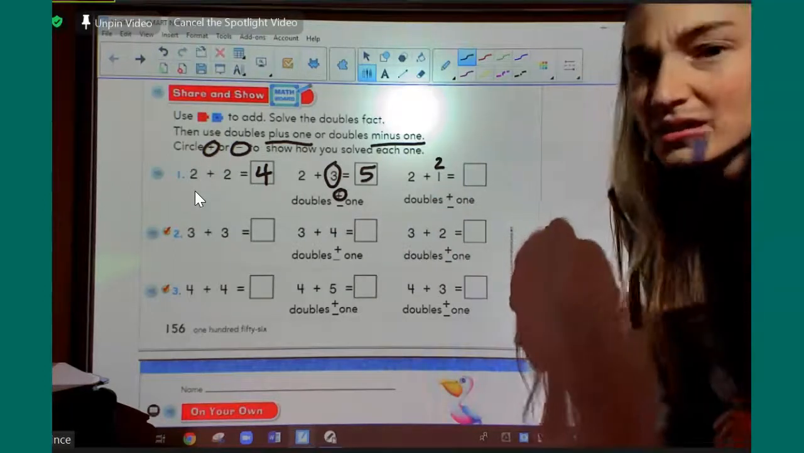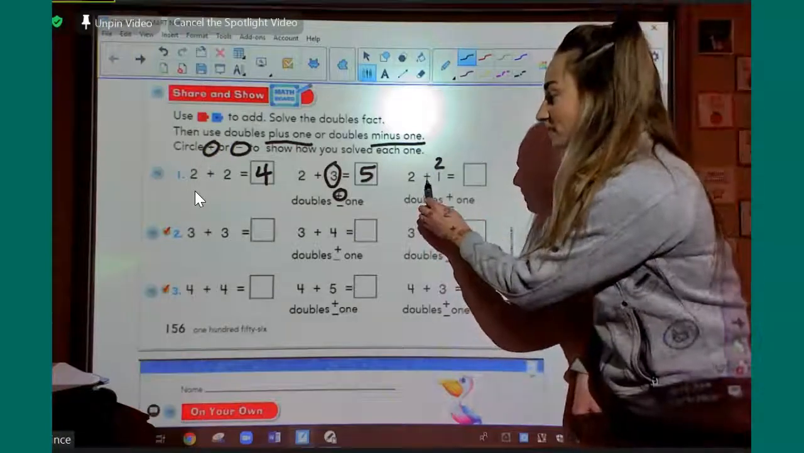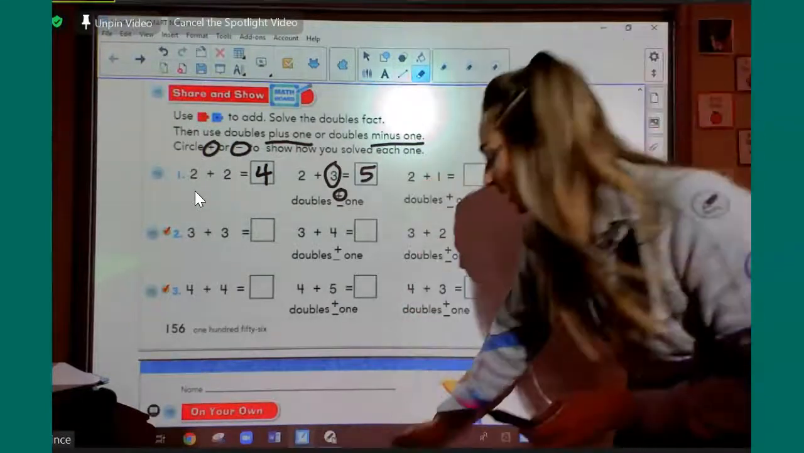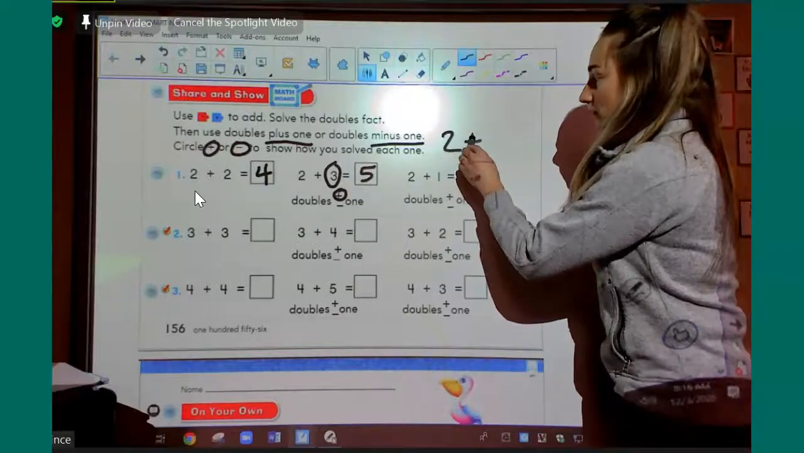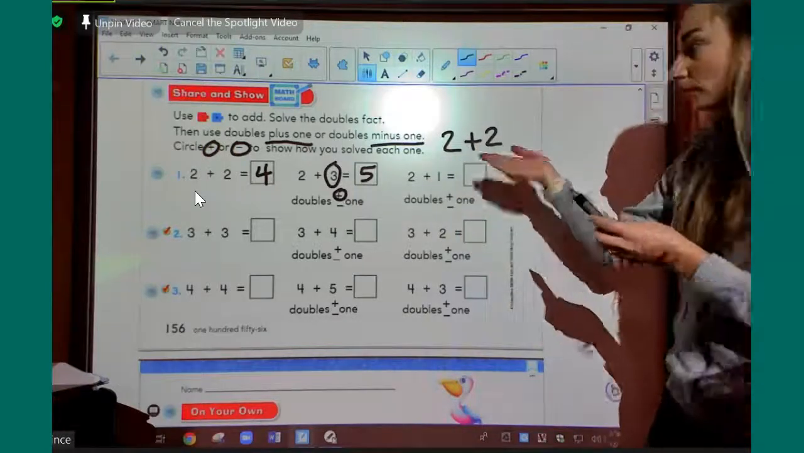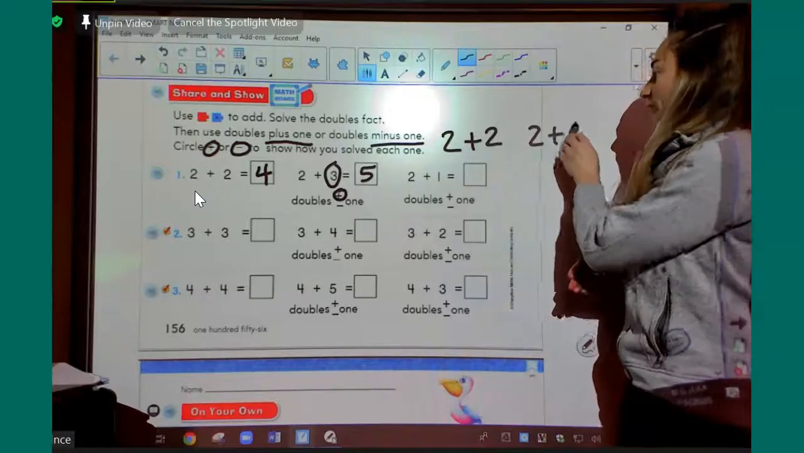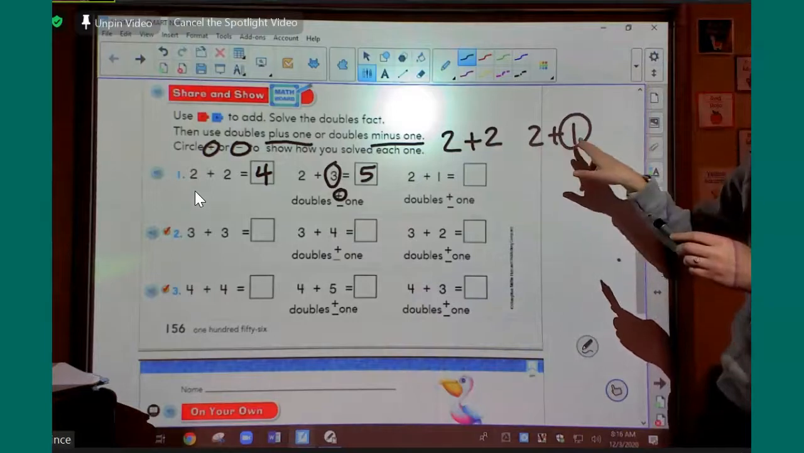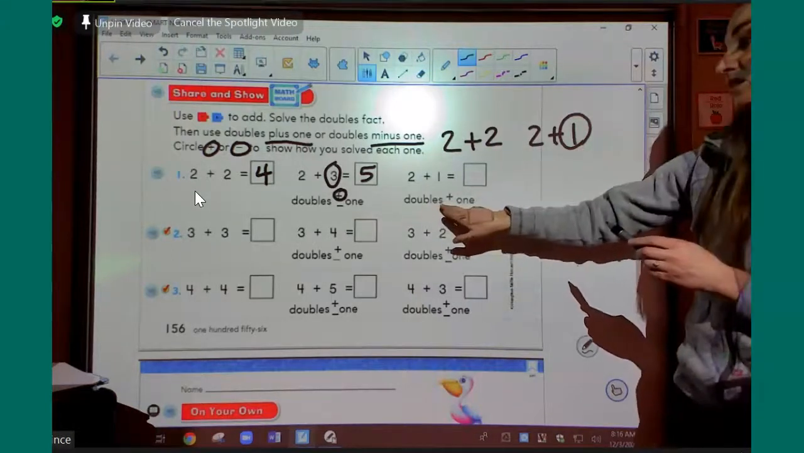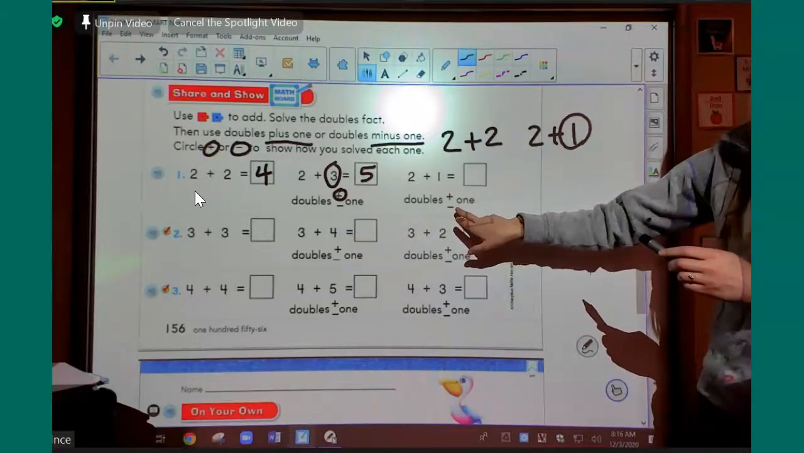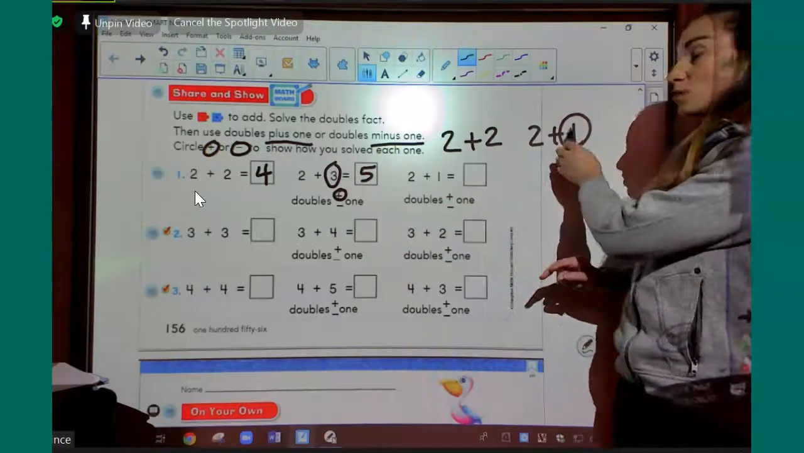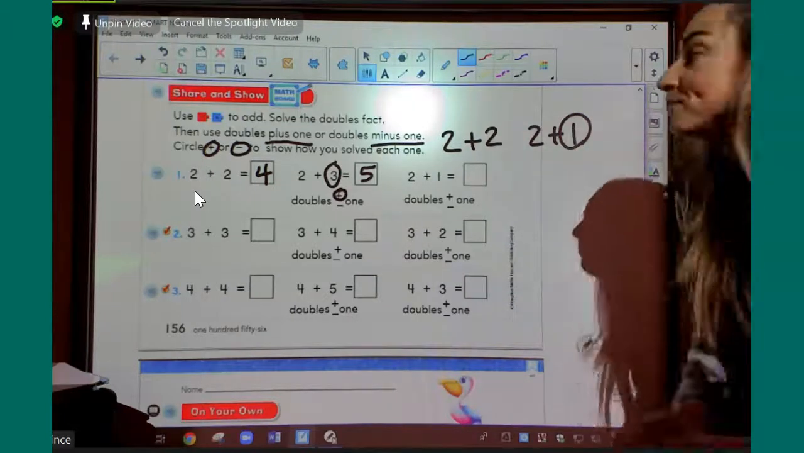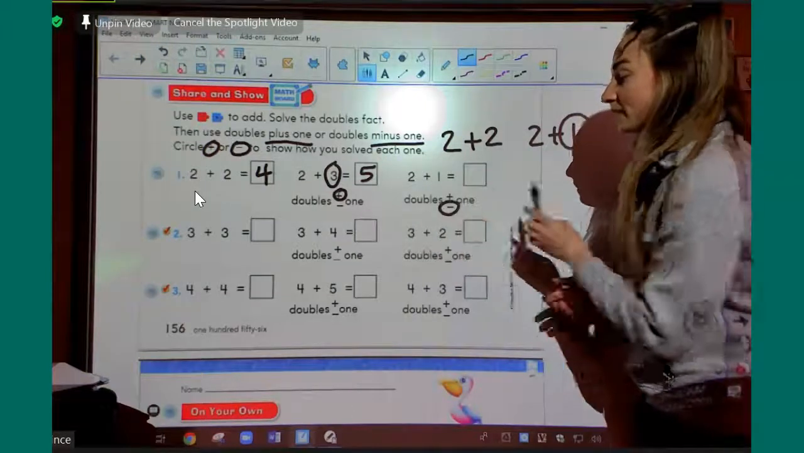We did get rid of it, and I see where you're kind of confused here because it really does say plus 1. But what they're asking is that, okay, if it started out as 2 plus 2, that's our double. But if they say 2 plus 1, we look at this number and we say, okay, it was a 2, but now it turned into a 1. So we did a double minus 1. Do you see that? The number got smaller by 1. Does that make sense? Yep. Okay, so doubles minus 1.